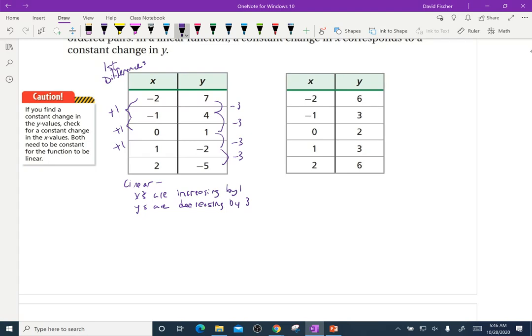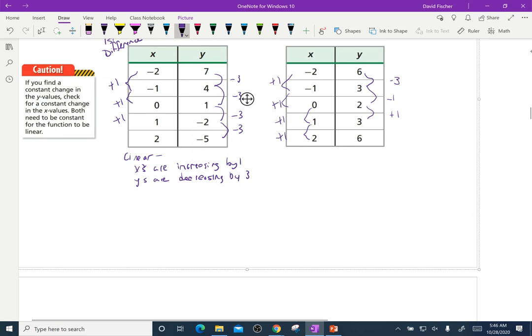I went from -2 up to -1, so we're going up by 1. I went from -1 to 0, up by 1 again, up by 1, up by 1. Over here on my y's, I went from 6 to 3, so I went down by 3. 3 to 2, I went down by 1. 2 to 3, I went up by 1. So they're kind of all over the place. So this function is not linear.